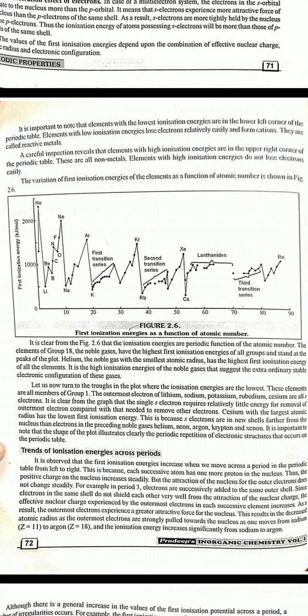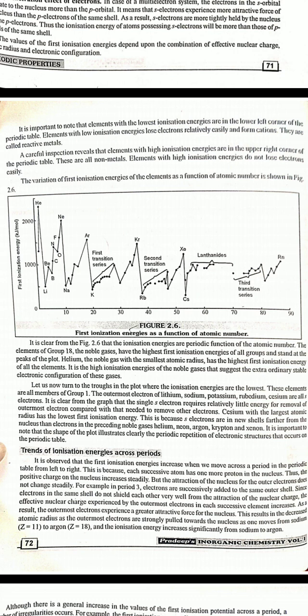The variation of first ionization energy of an element as a function of atomic number. It is clear that the ionization energies are a periodic function of the atomic number. The elements of group 18, the noble gases, have the highest first ionization energy and stand at the peak of the plot. Helium, the noble gas with the smallest atomic radius, has the highest first ionization energy of all the elements. It is the high ionization energy of the noble gases that suggests the extraordinarily stable electronic configuration of these gases.